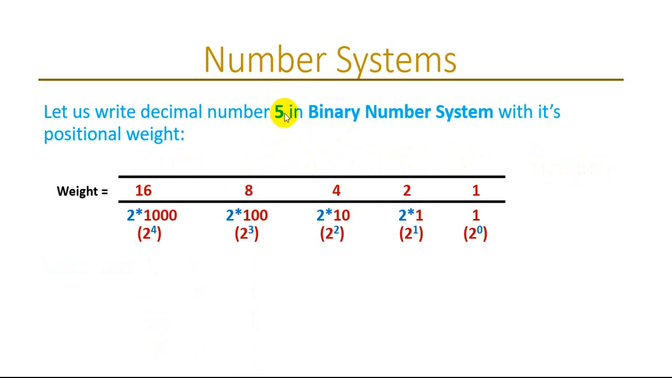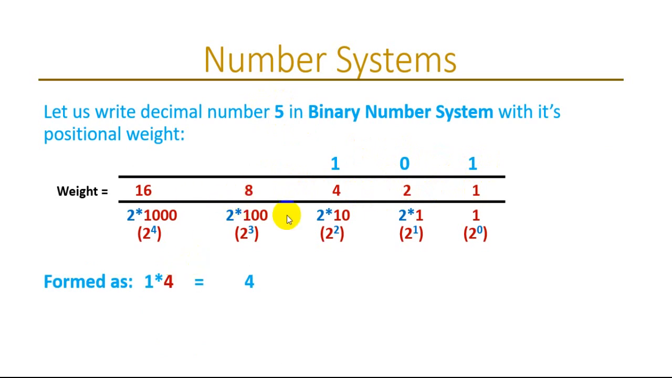Can I put 8? No, because we are trying to represent 5. No, but we can put 4, 1, 4. And can I put another 2? No, because 4 plus 2 will be 6, but we want only 5. So put 0 there, but we need 1. So 1, 4 and 1, 1, which adds up to 5.